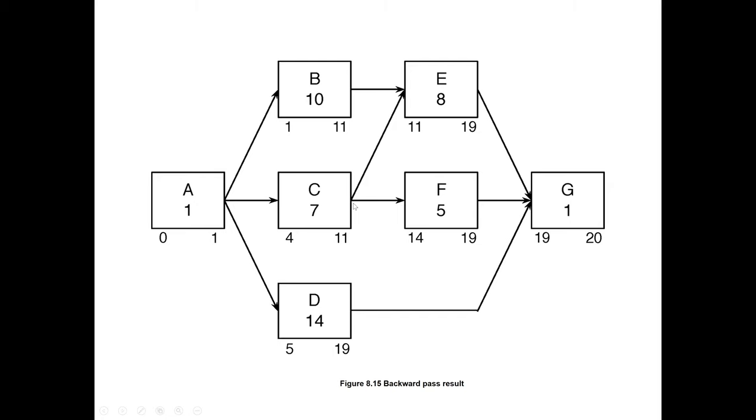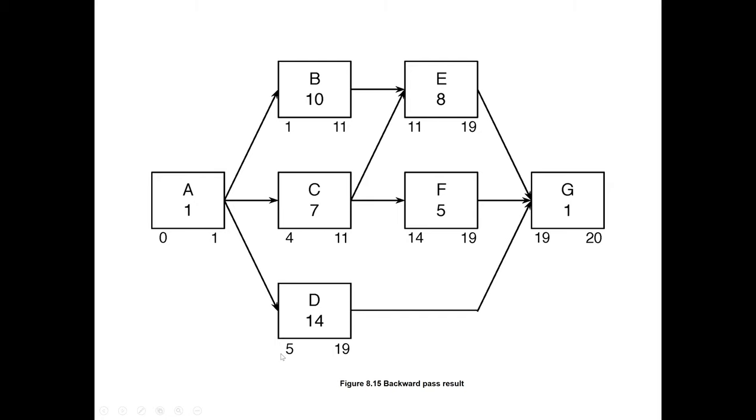For C, we now have two next activities. One has late start 11, and the other has 14. If E has to start with late start 11, then C must finish on 11 so that E can start on 11. So we take the lowest figure, whichever is lowest, from 11 and 14, because C has two successor or following activities. The minimum will prevail so that E can also start on 11. So for C, 11 will be the late finish time, minus 7 is 4.